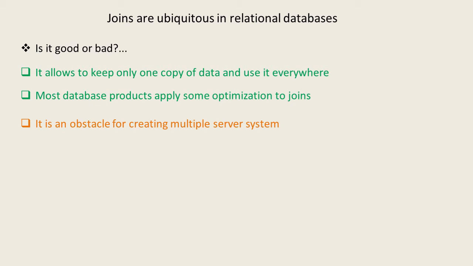So making cross-server joins, when one table is on one server and another table on a different server, and they need to join together, is not going to be performance effective. It would be an overstatement to say that it's not possible to build multiple server systems at all on the relational database model. There are some projects which are trying to do this, but it's definitely an obstacle. And I think it would be fair to say that the relational model doesn't feel comfortable within the multiple server world.